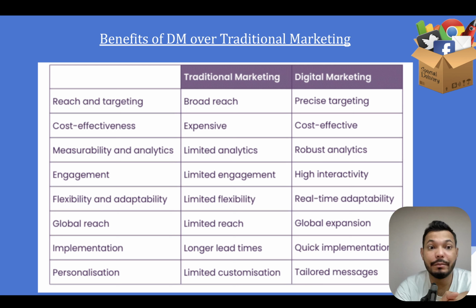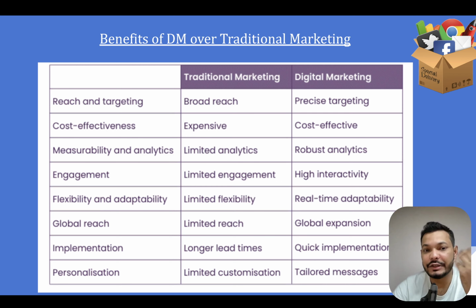Then talking about measurability, you can't really check how many people have seen your ad in a newspaper, right? You can't see how many people have listened to your ad over radio, or seen it in a magazine. You really have no idea. But in digital marketing, you can track how many people are coming to the website, how many are going through your products, how many are spending maybe 2 minutes on your website, how many of them are males versus females, which city they are coming from, and which time they are visiting the website. So you can have all the information for analysis in digital marketing.